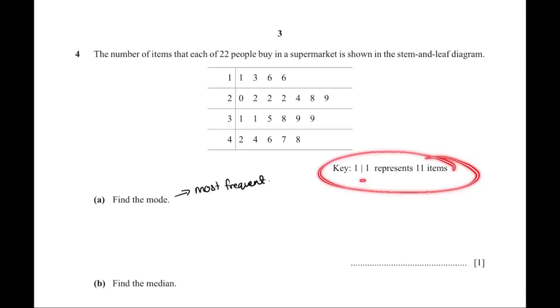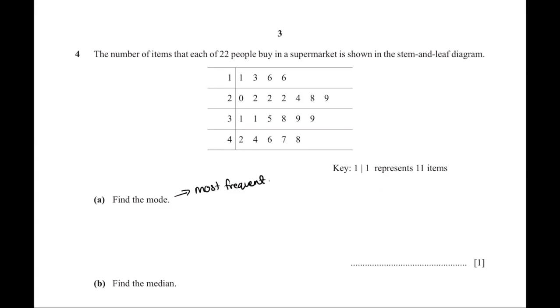The number of items that each of 22 people buy in a supermarket is shown in the stem and leaf diagram. Find the mode. If you're looking for the mode, it's basically the one you see most frequently. As you read a stem and leaf diagram, normally they give you a key that is also very confusing. They just hope that you understand. But if you roughly remember, then the key would help. If you have no idea what a stem and leaf diagram is, then this won't do anything for you.